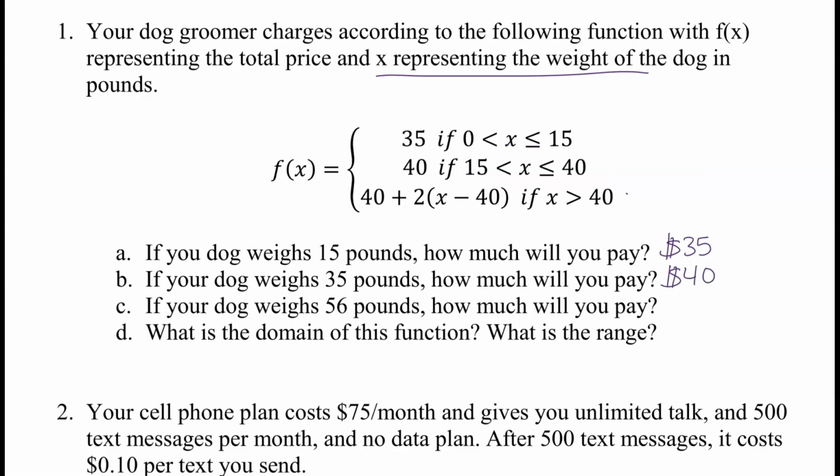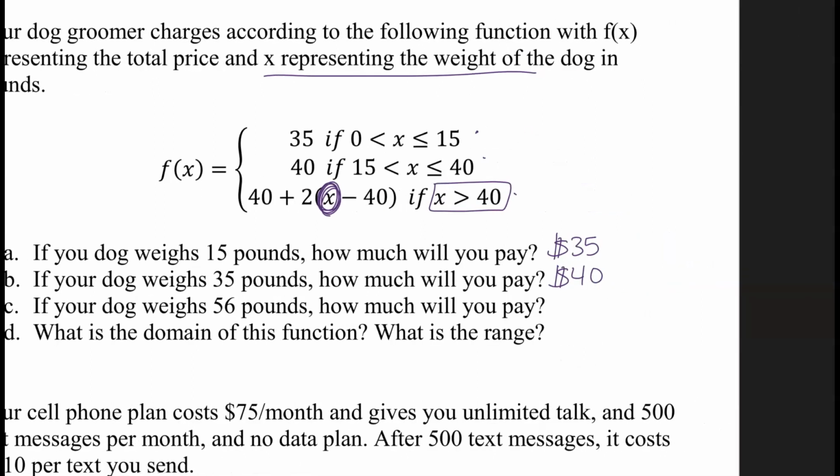Then if my dog weighs 56 pounds, how much will I pay? I have to look at which one of these includes 56. Well, 56 is greater than 40. So I'm going to be using this last line, which for this one, I do have to plug in the number of pounds. So that's what I'm going to do over here. I'm going to plug in 56 for x because that's how much my dog weighs.